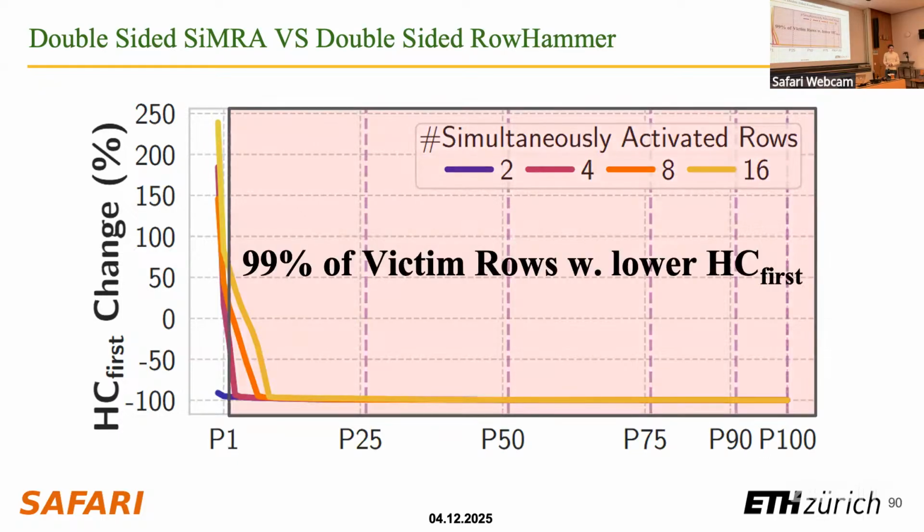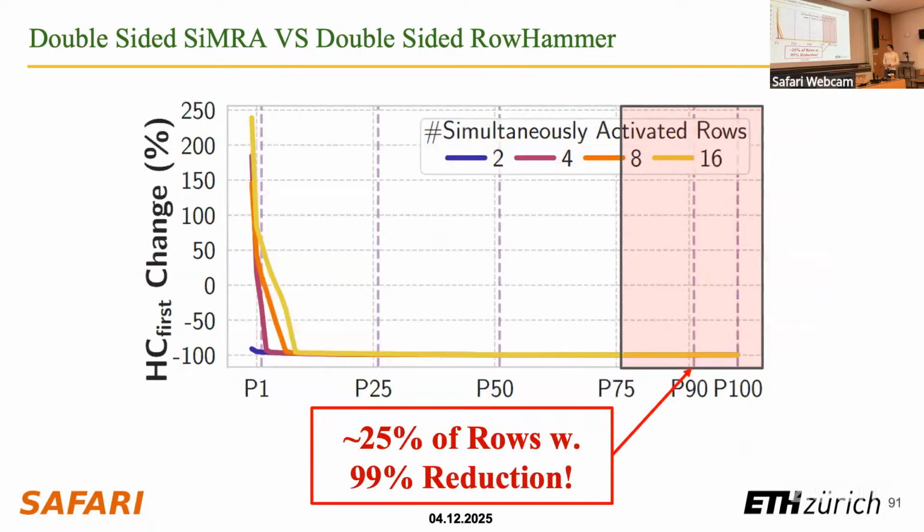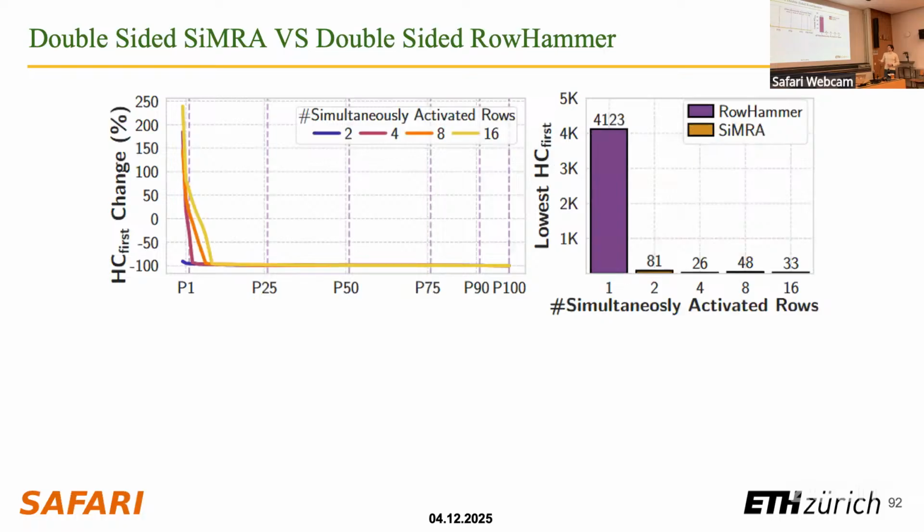The same as for COMRA, we have for SIMRA, 90% of victim rows have a lower hammer count first. But SIMRA is significantly worse if you look at the figure compared to the other one, in that we also have 25% of rows with 99% reduction of hammer count first. But I'll show you a side by side. But first, let's look at the lowest hammer count first.